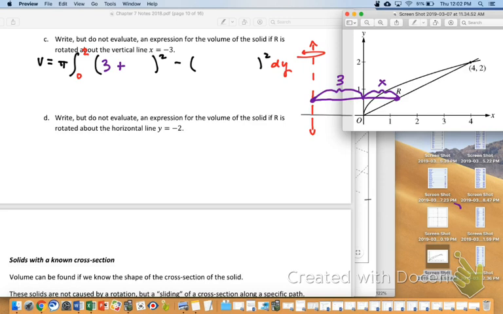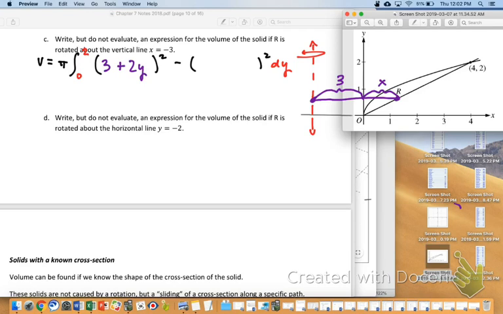So for the purple radius, that purple x is equivalent to what? 2y, right? Using the y equals x over 2 relationship. Okay, so I could replace the purple x with 2y. And I've got my first radius set.